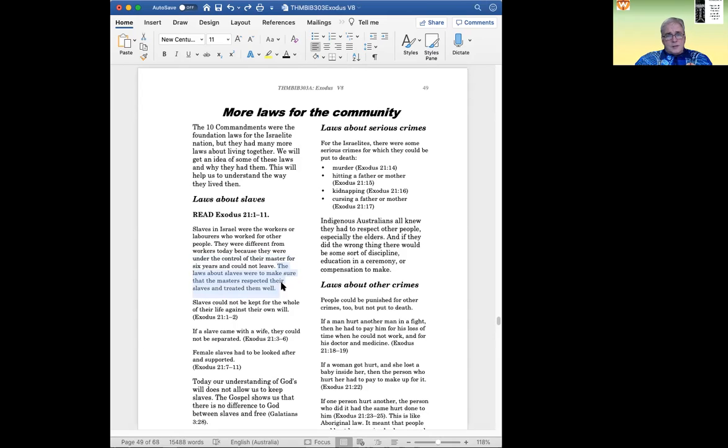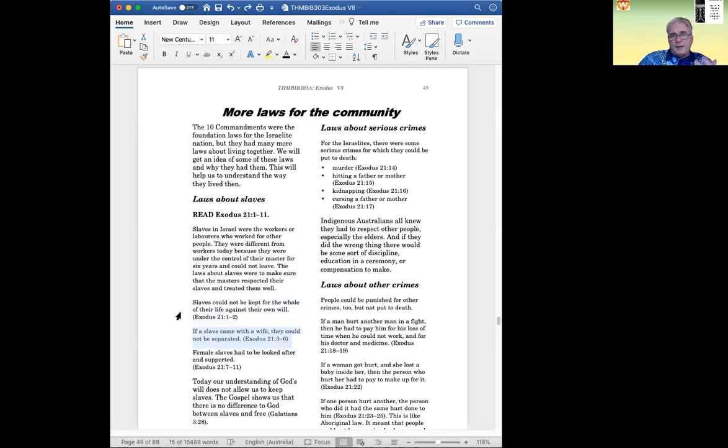So what they were looking at is actually making sure that workers were treated well. It was also saying that people could not be kept as slaves for their whole life against their will, and there's a couple of rules for that. Now, back in those days there's no government to provide Centrelink payments or anything like that, and somebody's last resort might be to sell themselves into slavery to support themselves or their family, but you couldn't do that forever.